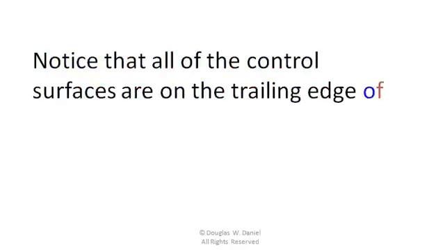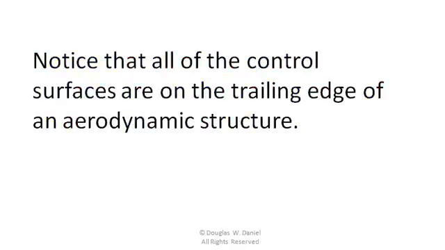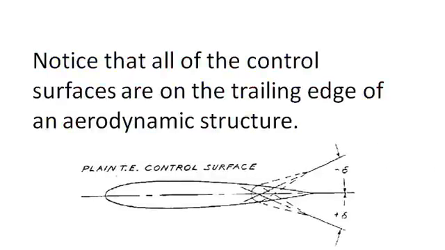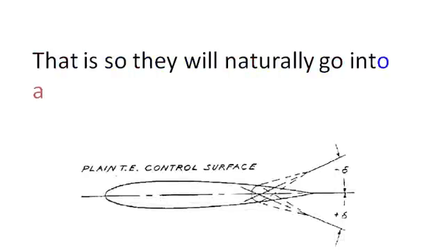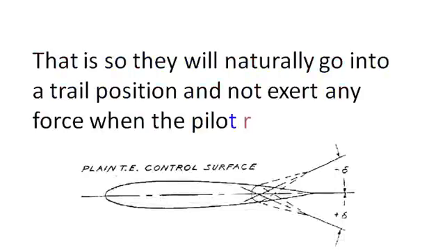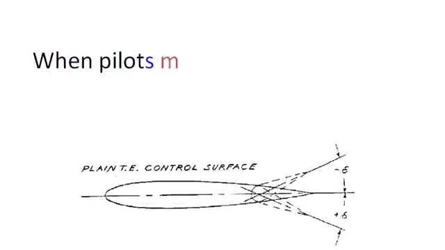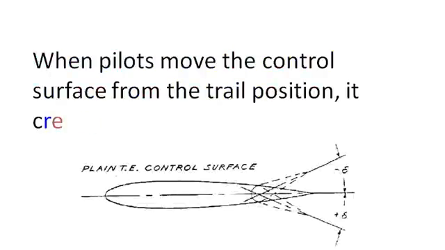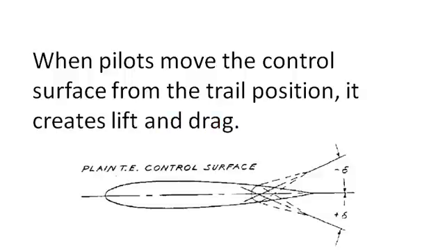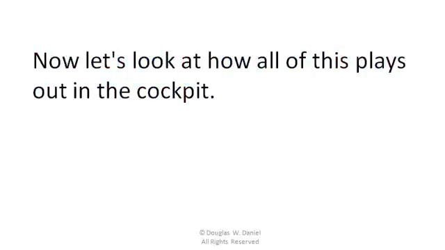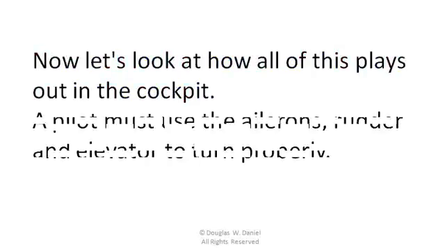Notice that all of the control surfaces are on the trailing edge of an aerodynamic structure. That is so they will naturally go into a trail position and not exert any force when the pilot relaxes input. When pilots move the control surface from the trail position, it creates lift and drag. Now let's look at how all of this plays out in the cockpit.